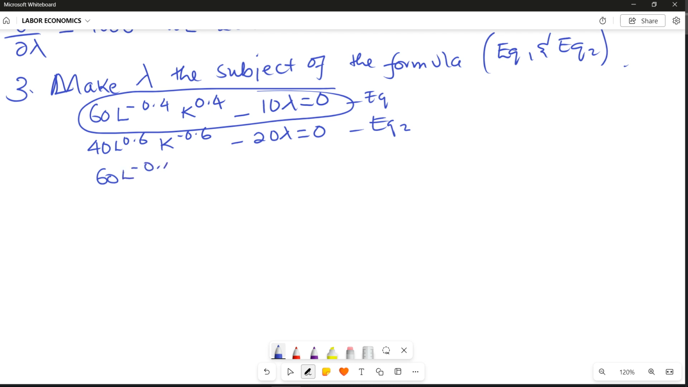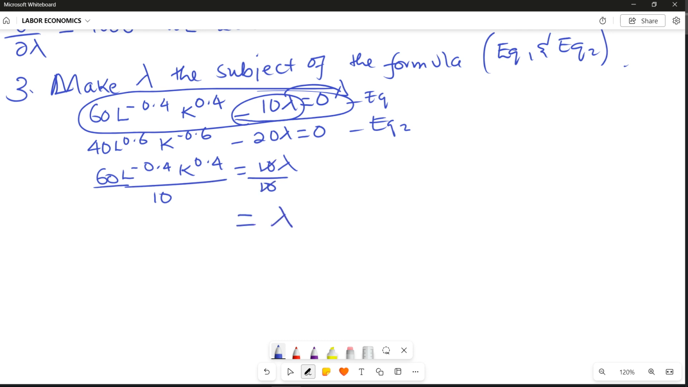60L to the power minus 0.4 K to the power 0.4 is equal to 10 lambda. In short, can we take the minus 10 lambda to the right hand side? We know that the moment something crosses the equal sign, the sign changes. If it was initially negative, it becomes positive. If it was positive, it becomes negative. Now we divide by 10 here and also by 10 there. On the right, we've got 10 on top, 10 down. We'll cancel those. You get that?